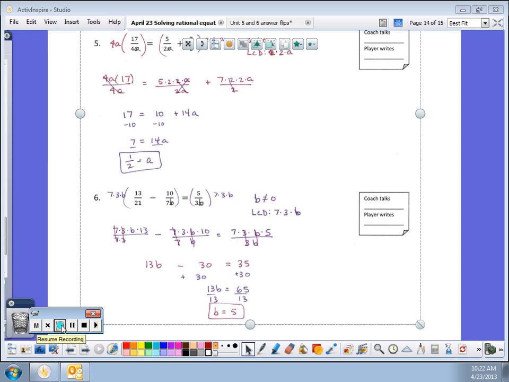All right. The answers for 5 and 6 are on the board. Go ahead and check them out. See if you agree, disagree. A equals a half and B equals 5. Any questions about 5 or 6? Yes, that we're not there yet. All right.